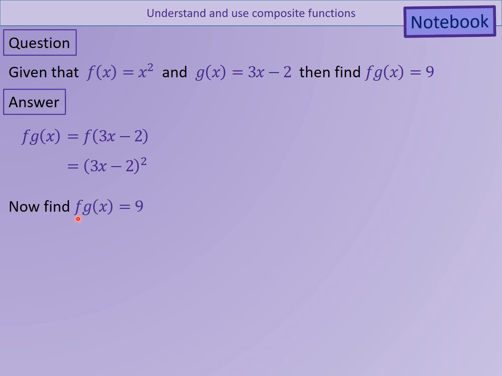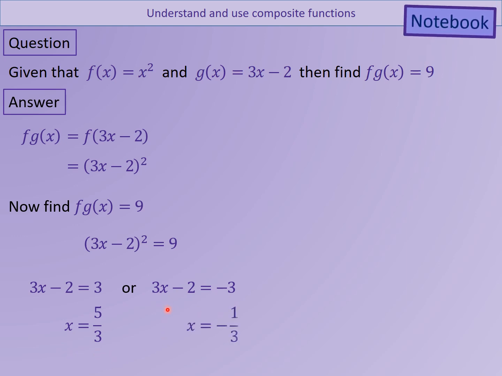Now we need to find when is fg of x equal to 9. Well, if I know that fg of x is equal to 9 and I know that fg of x is equal to that thing, those two must be equal to each other. So what does that tell me? Two possible solutions. You can expand if you want to and solve a quadratic, or you can just square root both sides. So it could be equal to 3, or it could be equal to minus 3. So therefore, if it's equal to 3, x is going to be 5/3, and if it's equal to minus 3, x will equal minus 1/3.